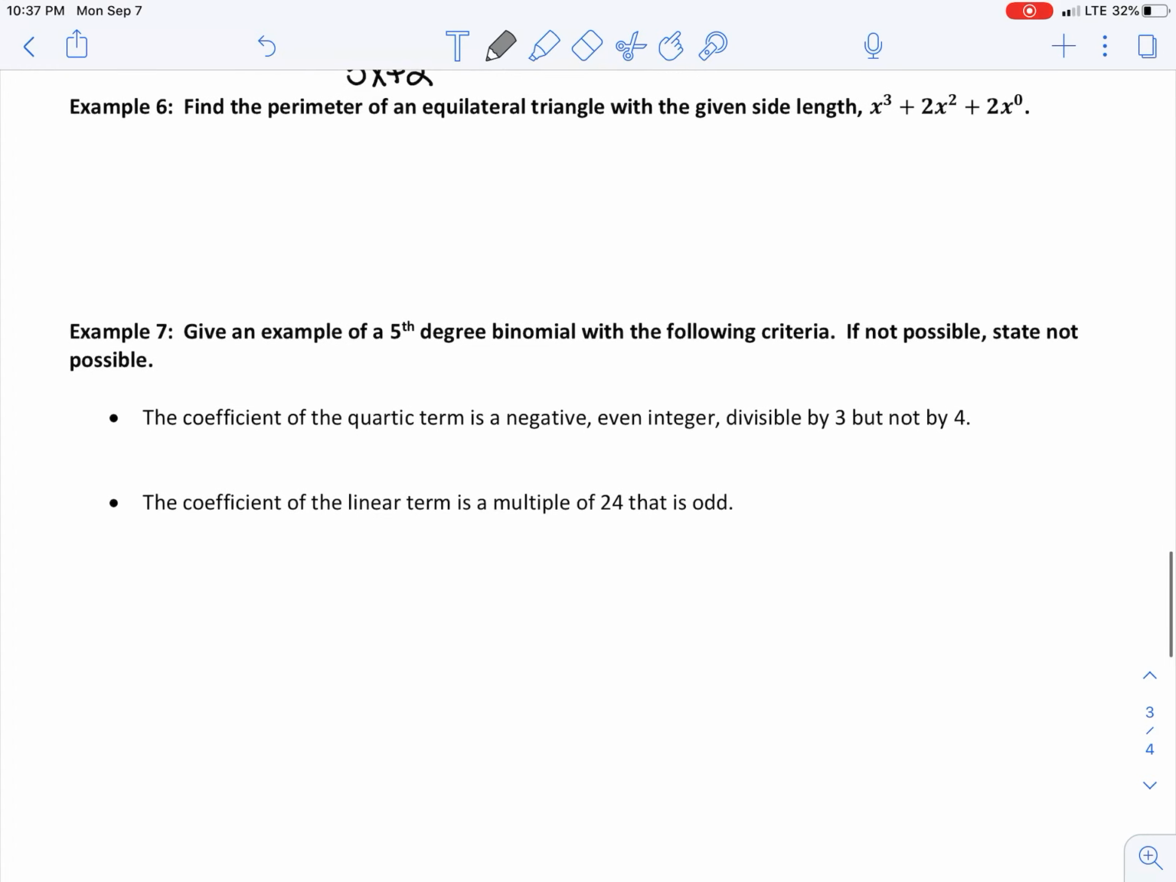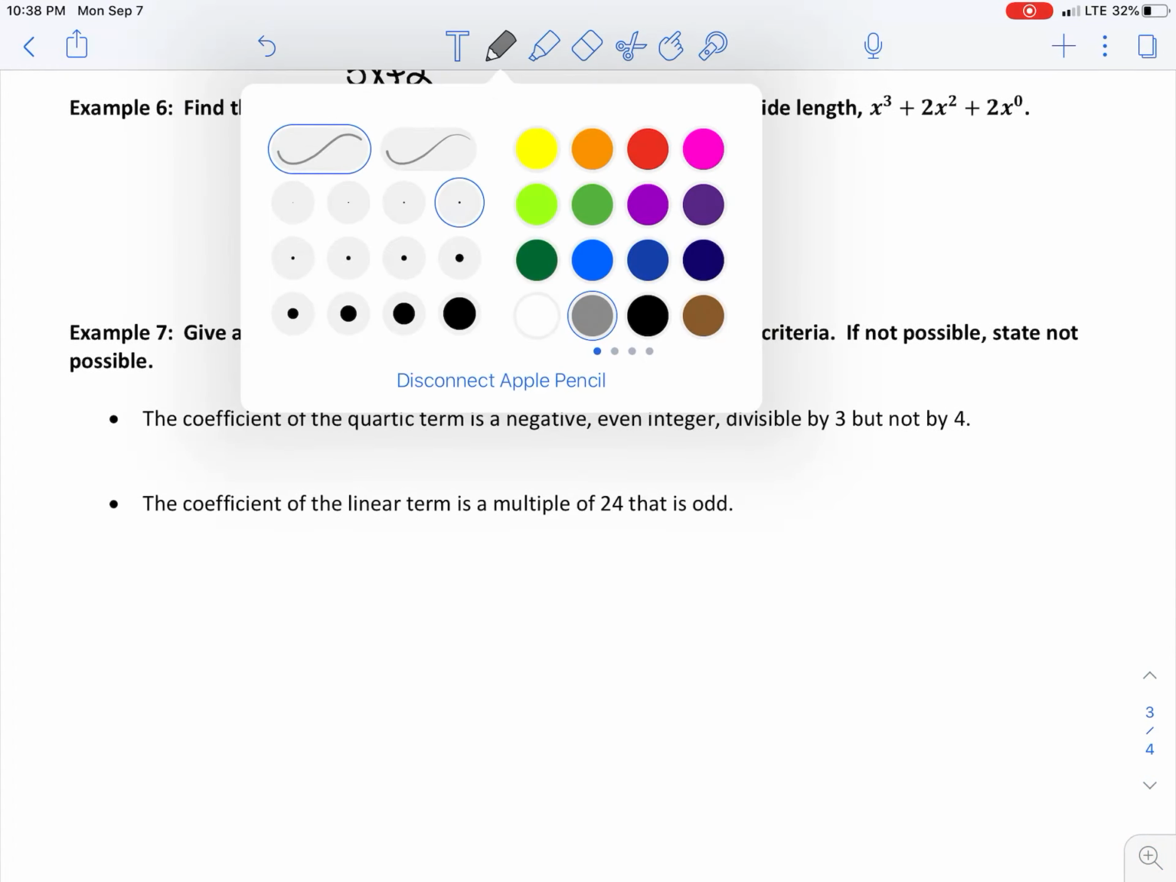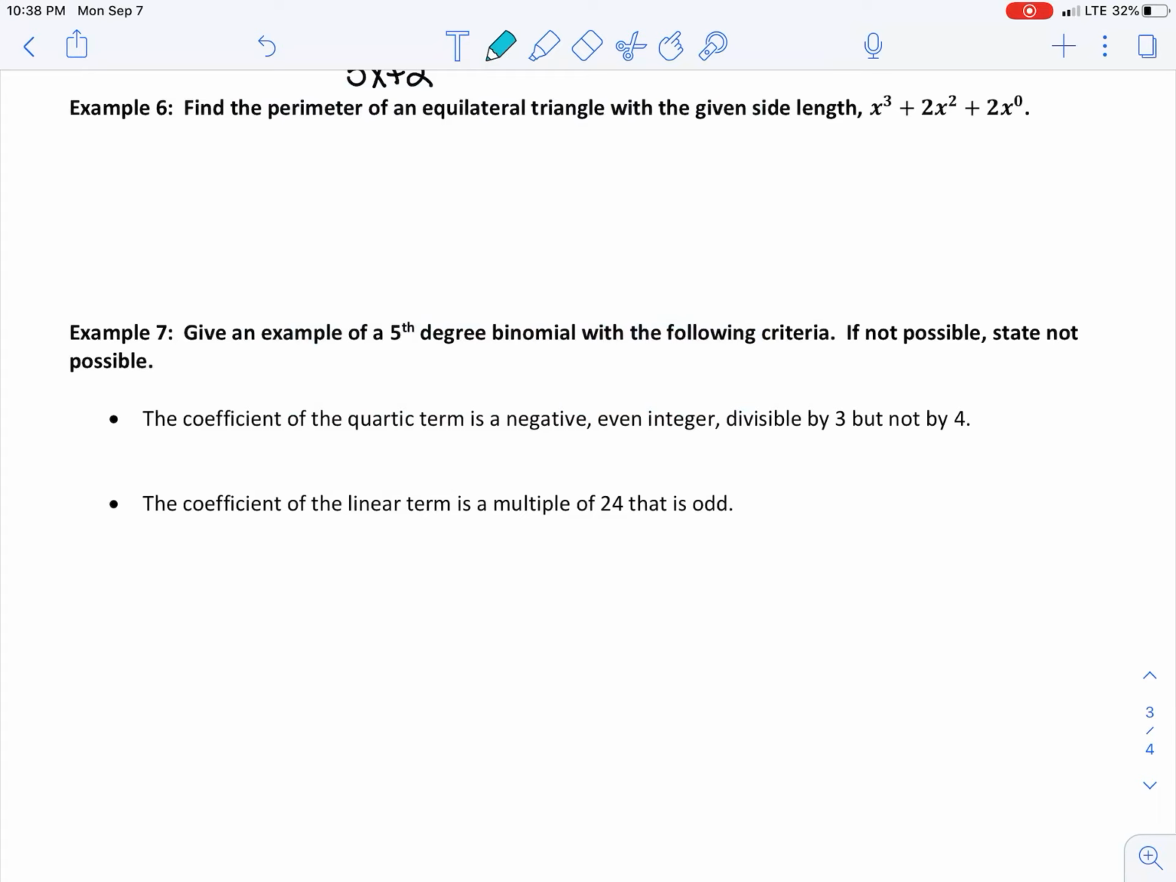Okay, let's go ahead and look at example 6. So with example 6, guys, this one is a little bit tricky because we don't know all the terminology that goes with this question. Again, we're talking about perimeter, and that's the distance around the shape. Okay, but then we're also talking about an equilateral triangle here. And you guys have probably heard that before, but just as a reminder, an equilateral triangle is a triangle that has all congruent sides.